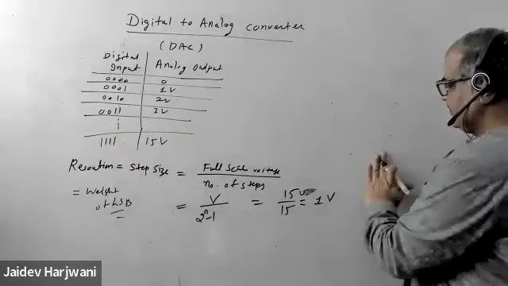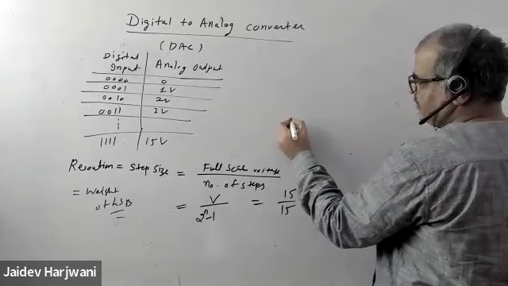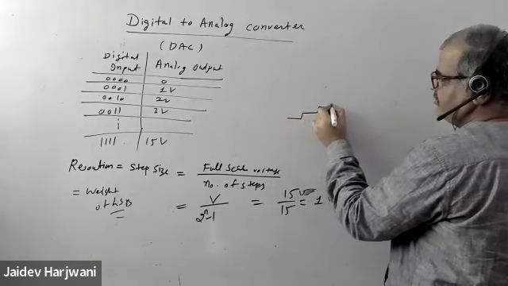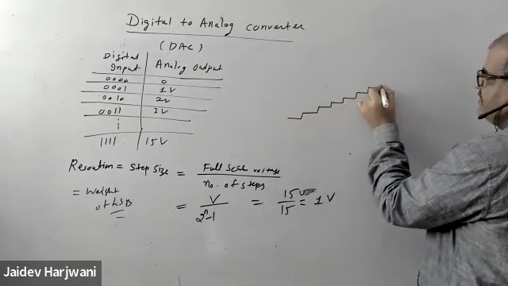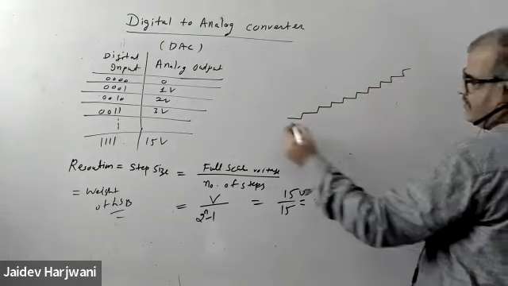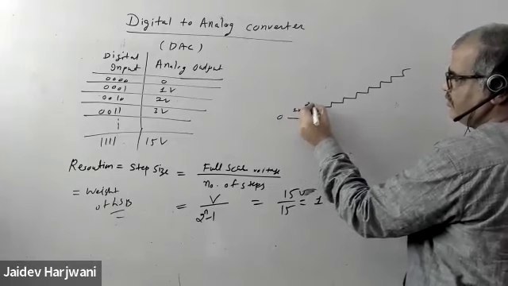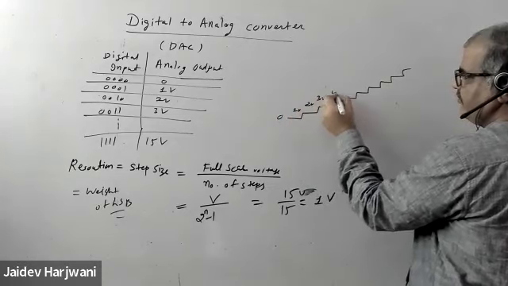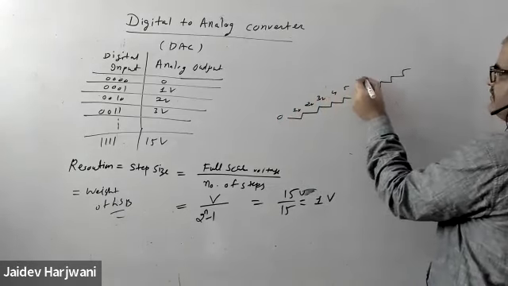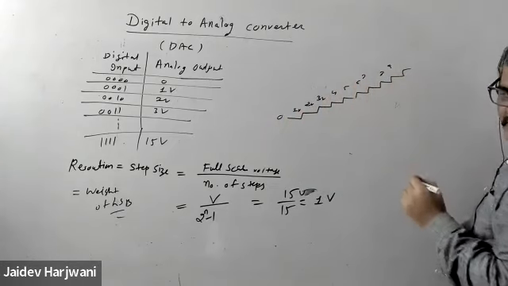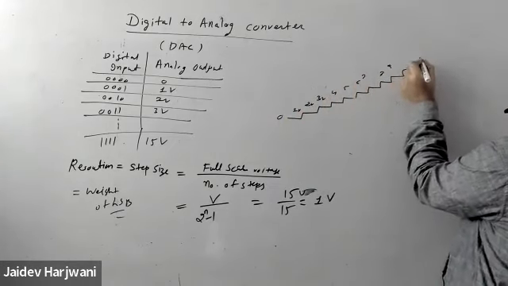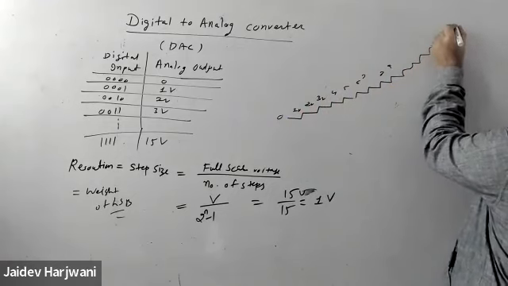So for example, suppose you have a full scale voltage of 15. The steps are 0, 1, 2, 3, 4, 5, 6, 7, 8, 9. So this will be 1 volt, 2 volt, 3, 4, 5, 6, 7, 8, 9, and if you keep on going, 10, 11, 12, 13, 14, 15.